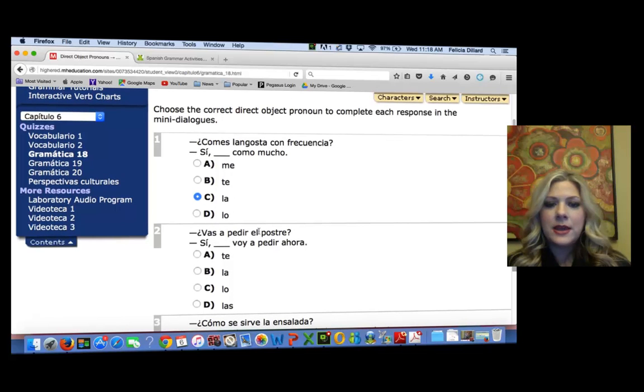Dos says, ¿vas a pedir el postre? Are you going to order dessert? Sí, voy a pedir ahora. Yes, I'm going to order now. I'm going to order it now. And by it, we're referring to what? El postre. So for el postre, we use lo.